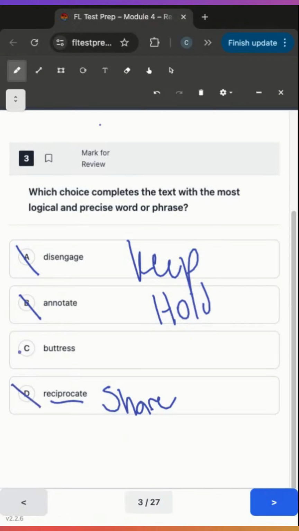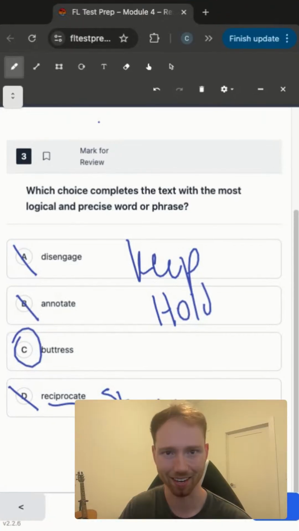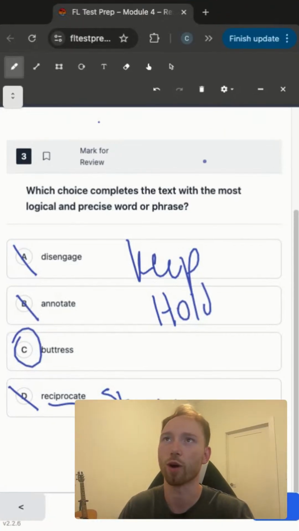So once again, this is a fantastic example of process of elimination is the best route for hard vocabulary problems, because how you solve these is not by memorizing thousands and thousands of vocab problems. It's words in context. What helps you is to understand the context. So C is the correct answer for this question.